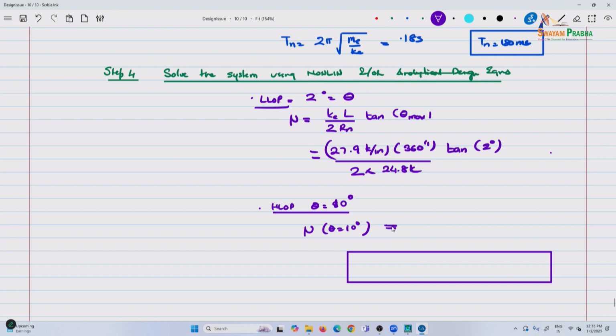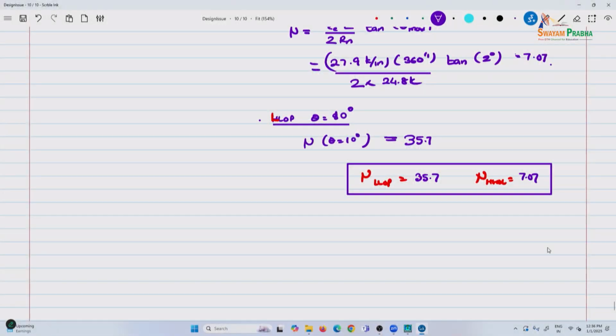For the first one? And 8? Okay, thank you. So mu for low level of protection is 7.07, mu for high level of protection is, huh? Oh, sorry, yeah, other way around, correct, sorry. So low level of protection is 35.7 and this is 7 point.